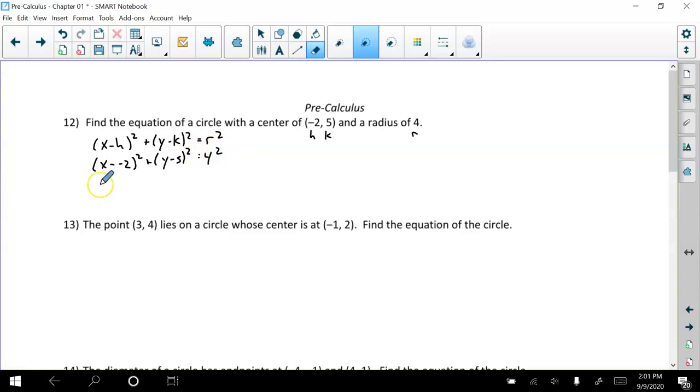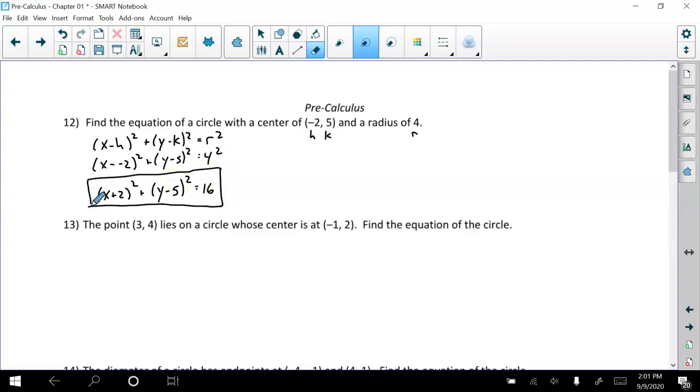So we're just going to clean up the signs. Subtracting a negative, we're adding, so it's the quantity x plus 2 squared plus the quantity y minus 5 squared, and that equals 4 squared, which is 16. And that's how you would write the equation of the circle.